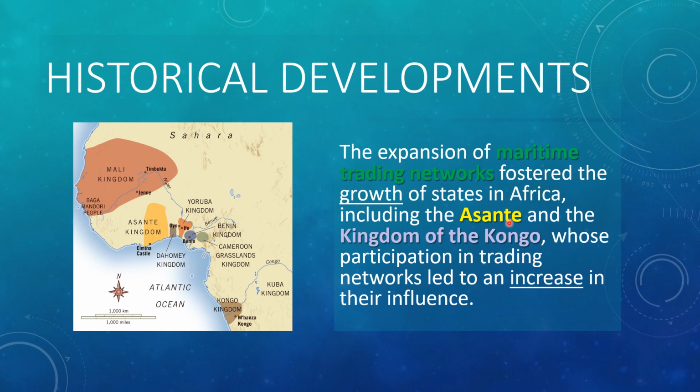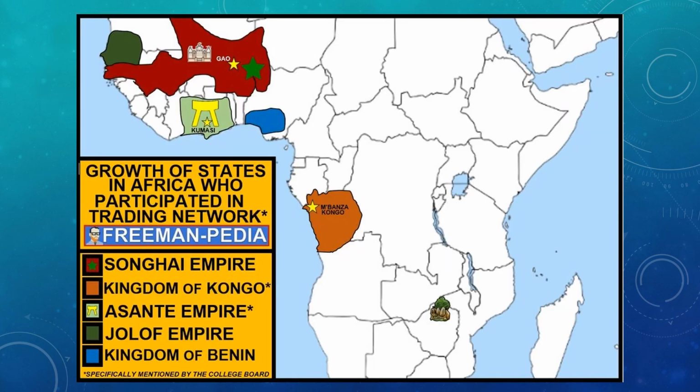So these are two examples of African states that basically grew because of their participation in trade. And here's Freemanpedia's map of it. It's pretty nice.